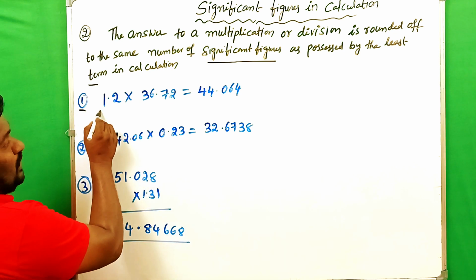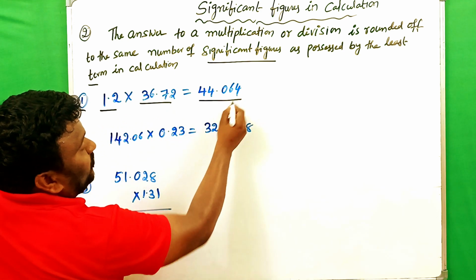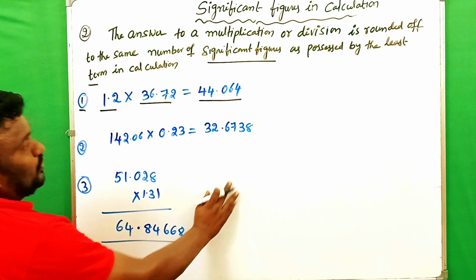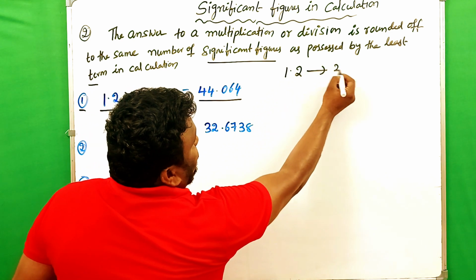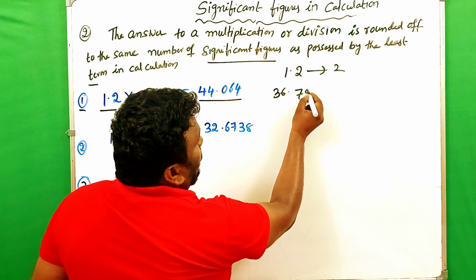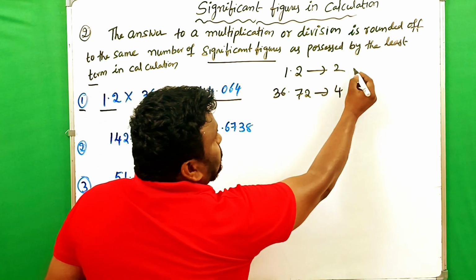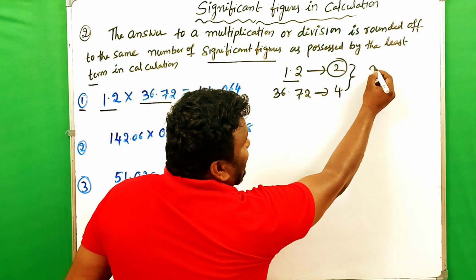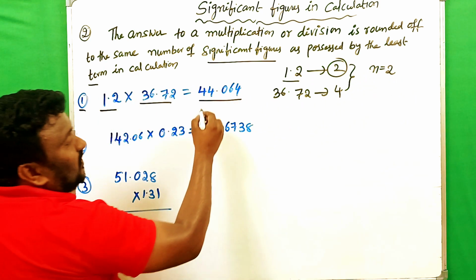Example 1: 1.2 into 36.72. By multiplying this we are getting the answer 44.064. Here 1.2 has two significant figures and 36.72 has four significant figures. So among these two, 1.2 has the least significant figures, and that particular value should be taken as n equal to 2.